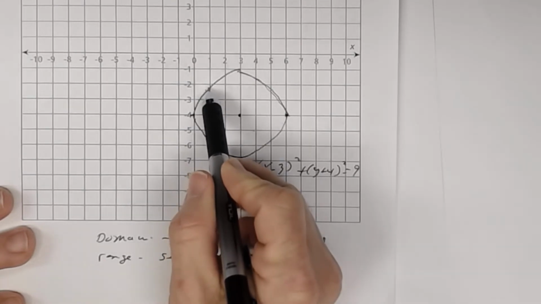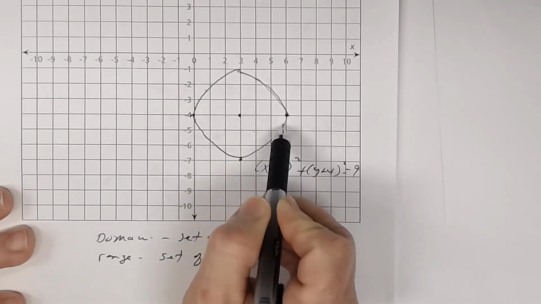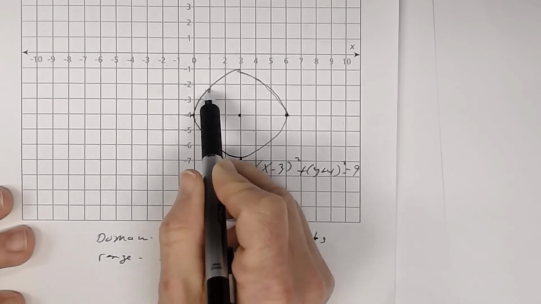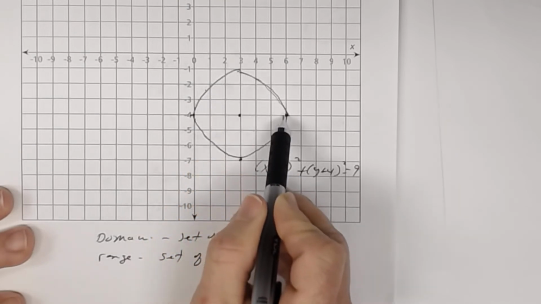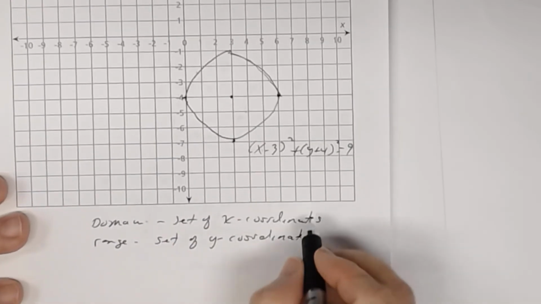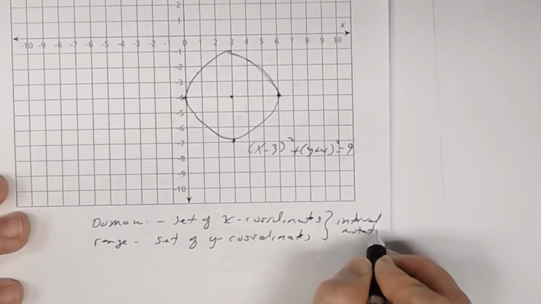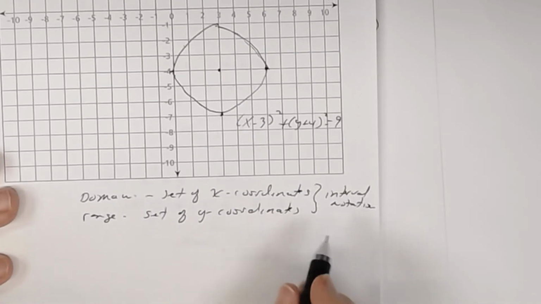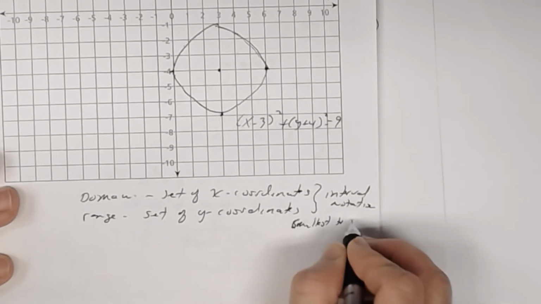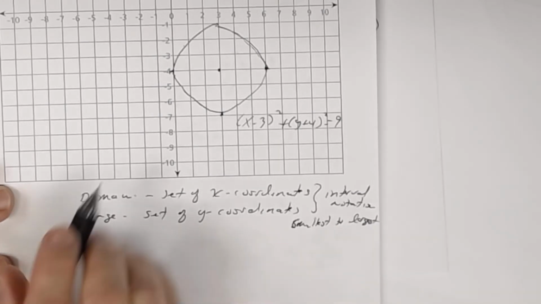Remember every point. See all these points on that circle? They're an infinite number of points. So you cannot list them because there's an infinite number. There's an infinite number of points on this circle. So when we do the domain and range, we're going to use interval notation. And when you do interval notation, you always go from smallest to largest. Okay?